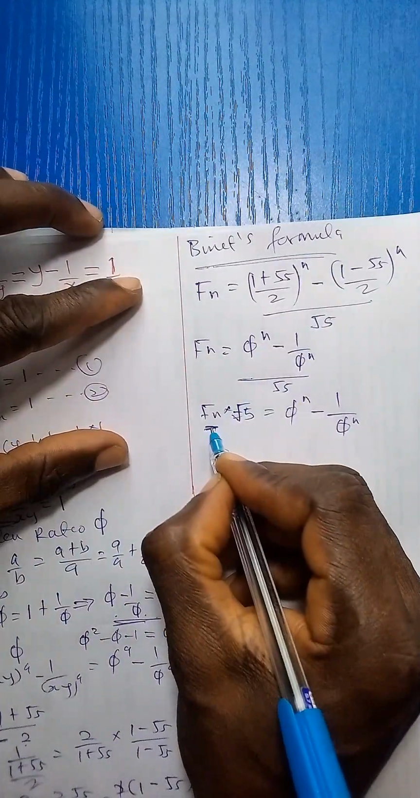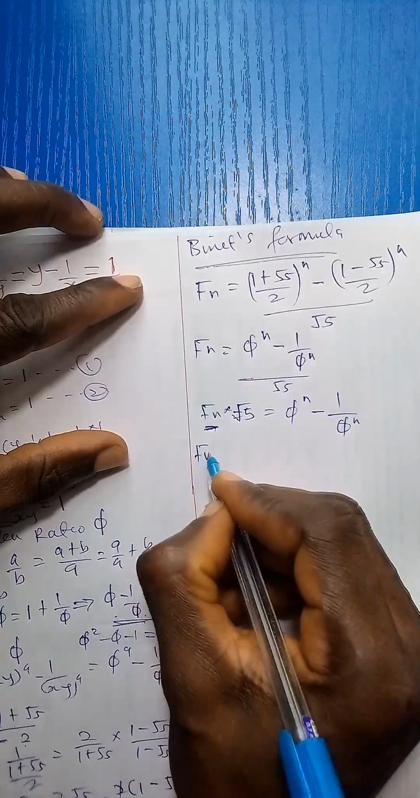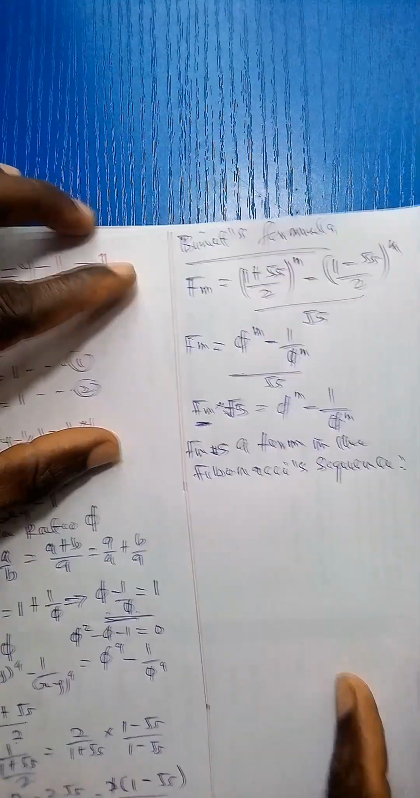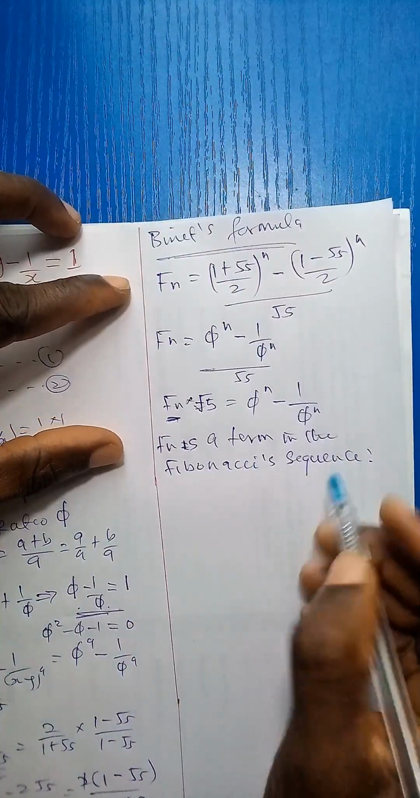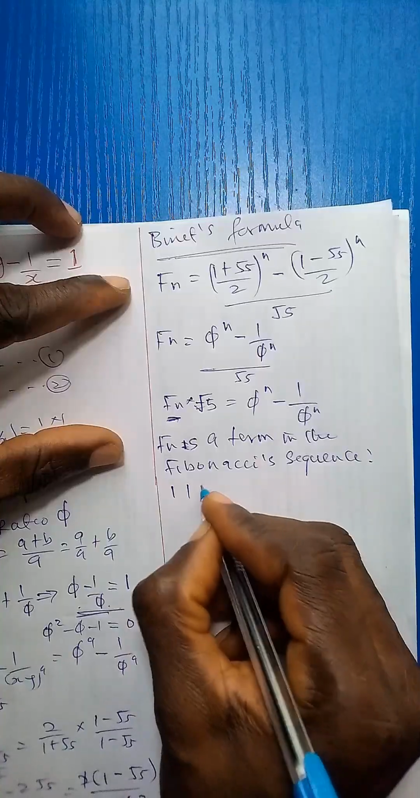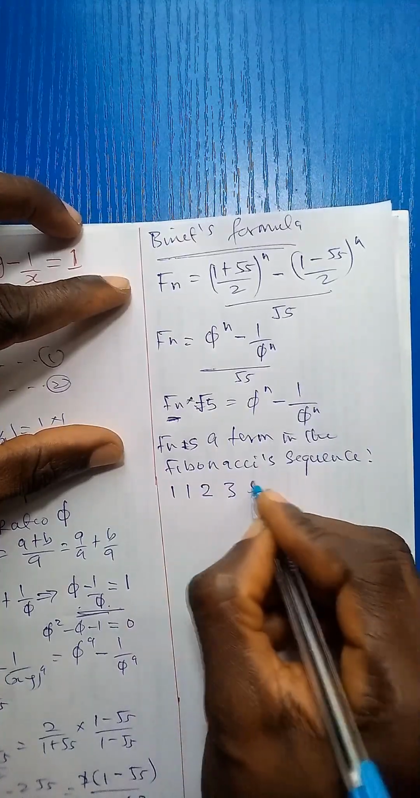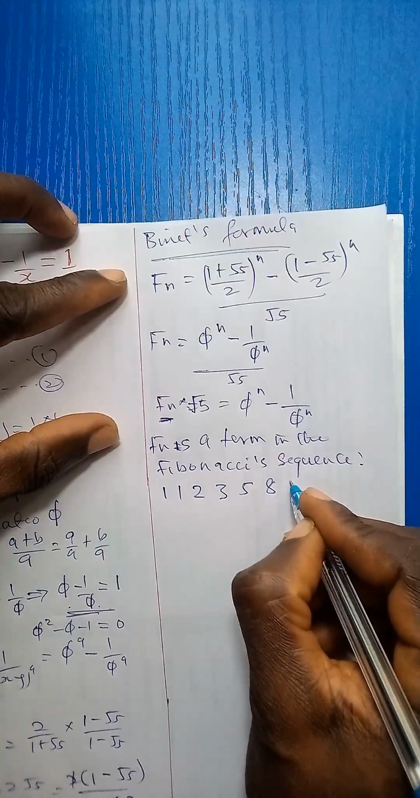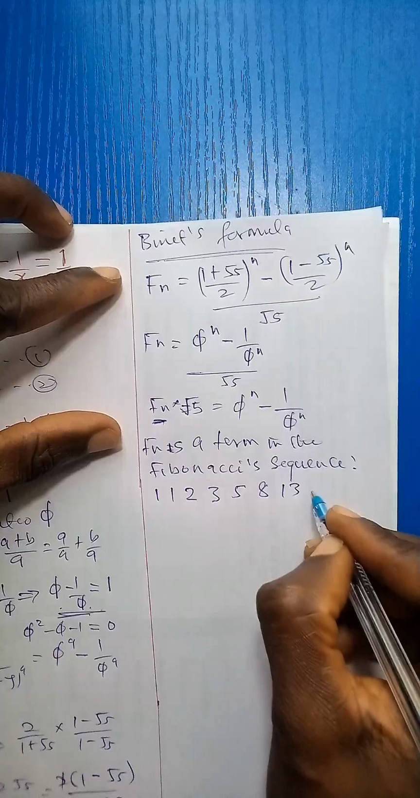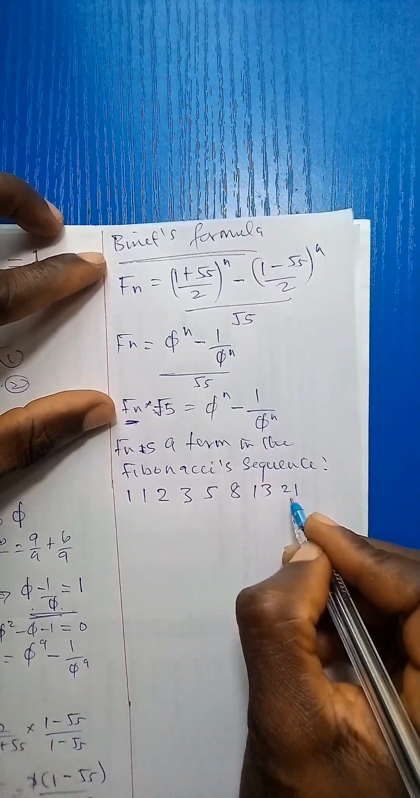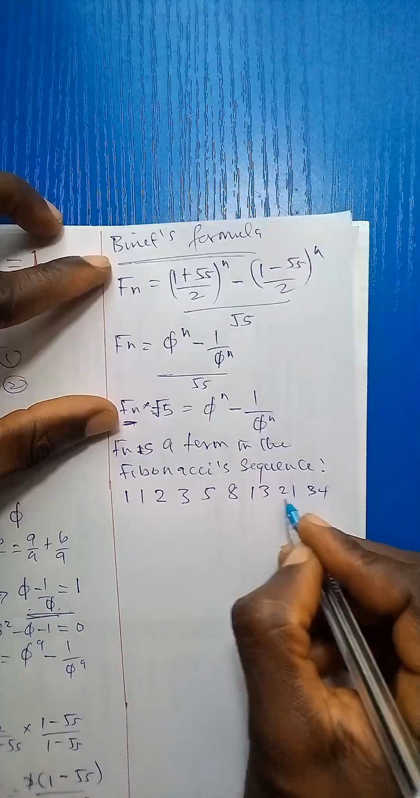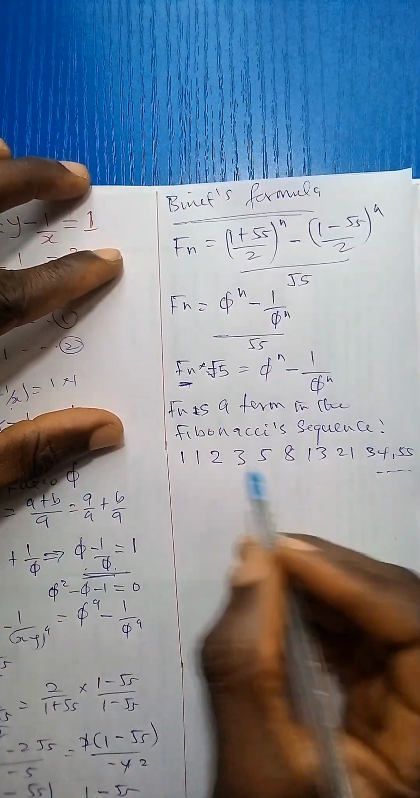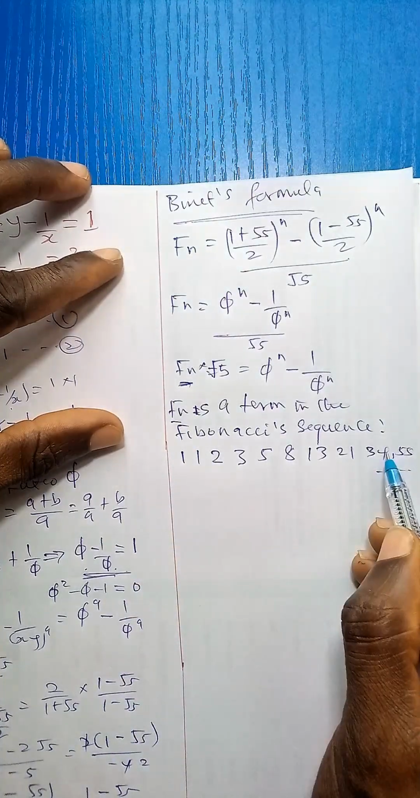So what is this number F sub n? F sub n is a term in the Fibonacci sequence. Now, what do we know about the Fibonacci sequence? I have 1, 1, 2, 3, 5, 8. 5 plus 8 is 13. Now, 8 plus 13 is 21. 13 plus 21 is 34. And 21 plus 34 is 55, and it continues indefinitely. So Fn is a term in this sequence.